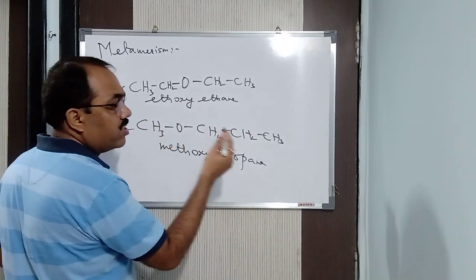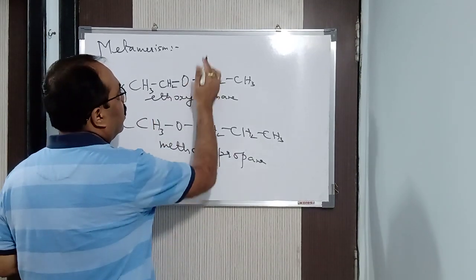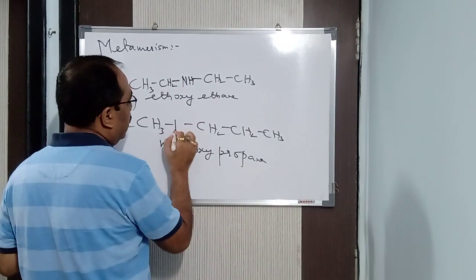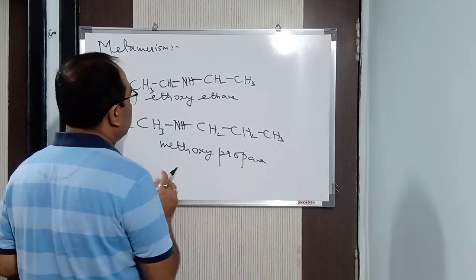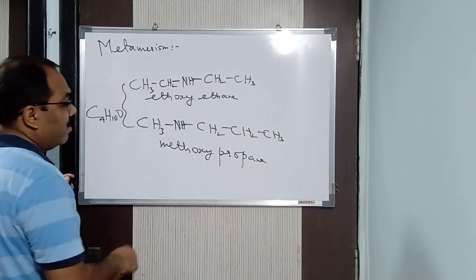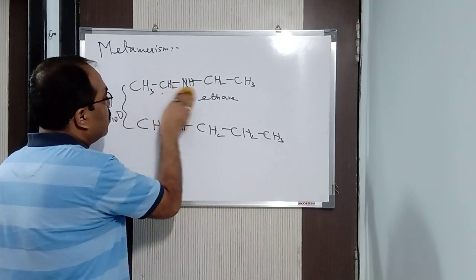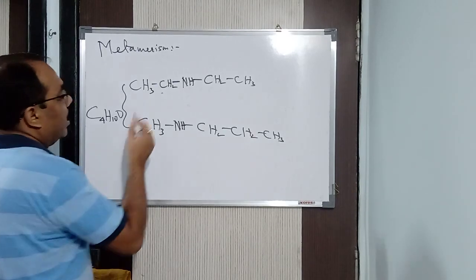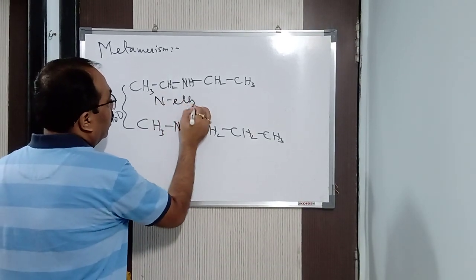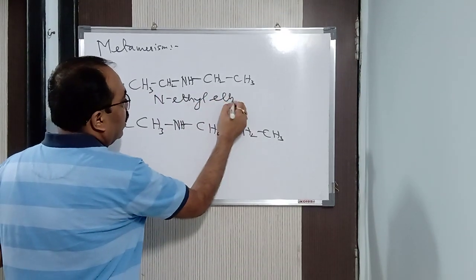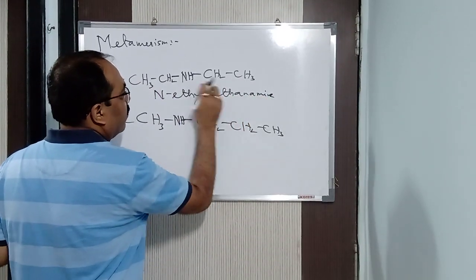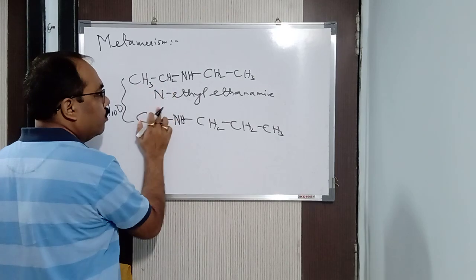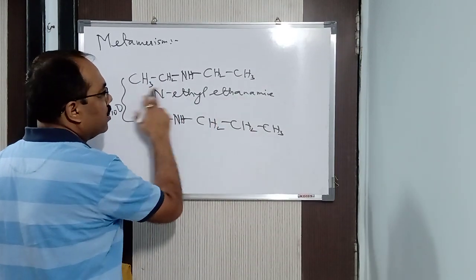Similarly, we can also write for secondary amines. Suppose I remove O and instead of that I write NH. So what is this? It is a secondary amine. What is the name of this compound? The name of this compound is N-ethyl-ethanamine. Ethanamine, what is the formula? C2H5NH2. So instead of one H, I have replaced one H by an alkyl group. So it is N-alkyl-alkanamine, so it is N-ethyl-ethanamine.